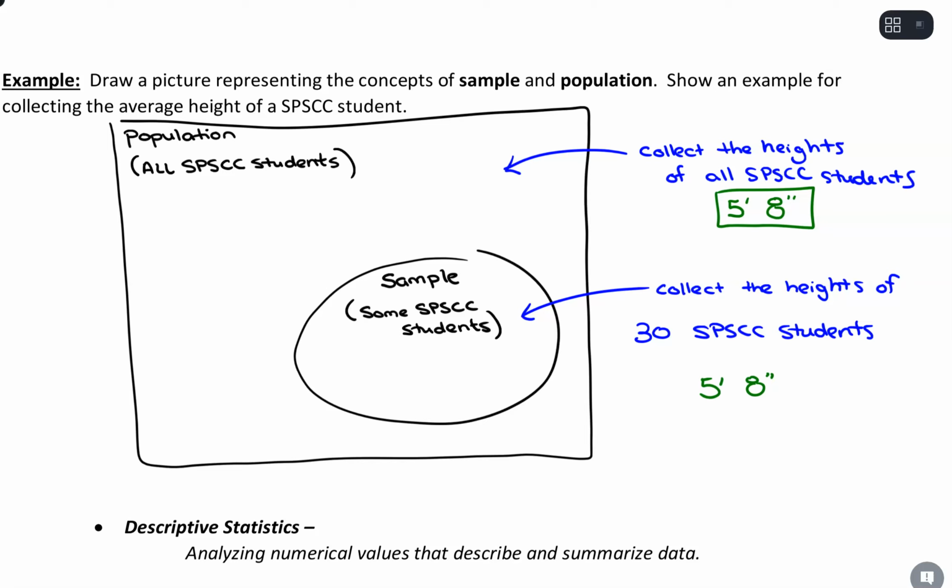And what we can do is take steps to make the sample even better. Like if I switch this from 30 students to, let's say, 100 students, and something that could make it even better is the word random, making it 100 random SPSCC students, that all strengthens the sample so much, to the point that we get out this value that should be very close to the population value. And we'll talk a lot more about the steps we need to take to strengthen our samples.